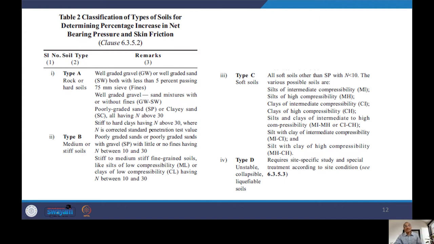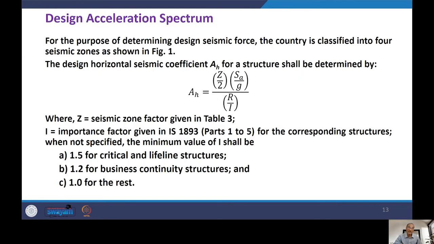Now, continuing with that, one of the most important parts of IS 1893 is that it defines the design acceleration spectrum. This gives you the design horizontal seismic coefficient Ah for a structure. What is Ah? Ah is nothing but the design horizontal seismic coefficient, and this is simply given by Z by 2, Sa by g, I by R. Z is called the zone factor, which is given in table 3.